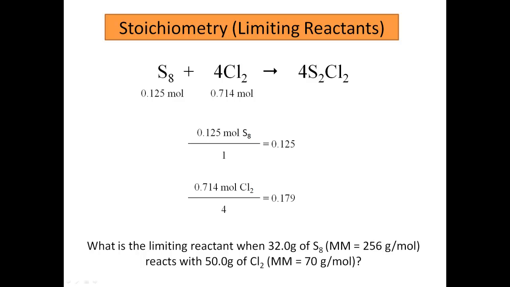These are the two numbers we compare to see which is the limiting reactant. The lower number, or the 0.125, tells us that S8 is our limiting reactant, and the 0.179, being the larger number, tells us it's the reactant in excess.